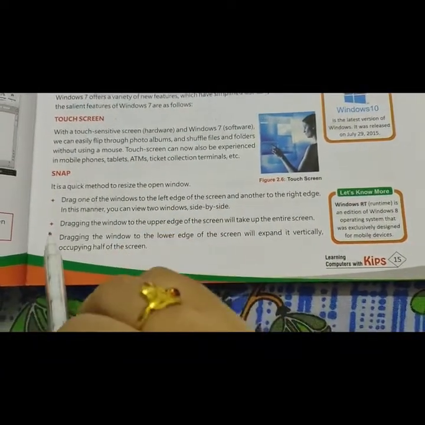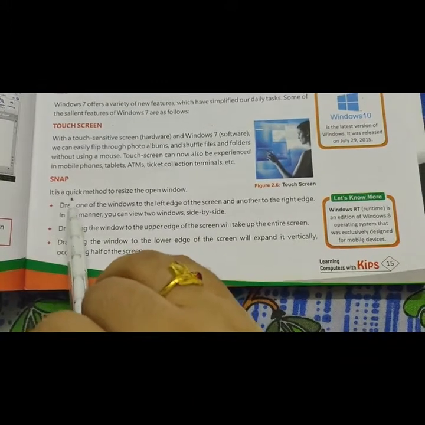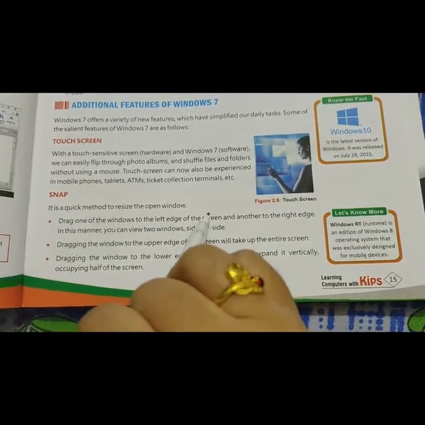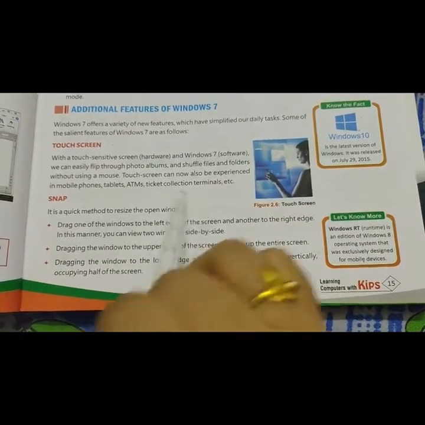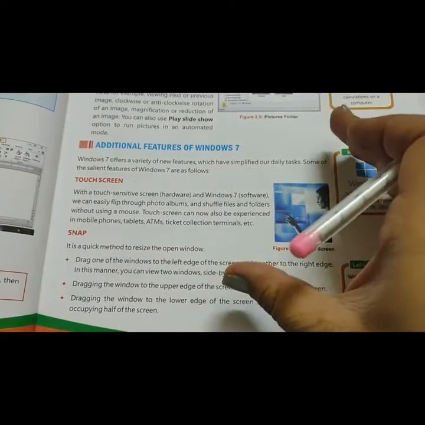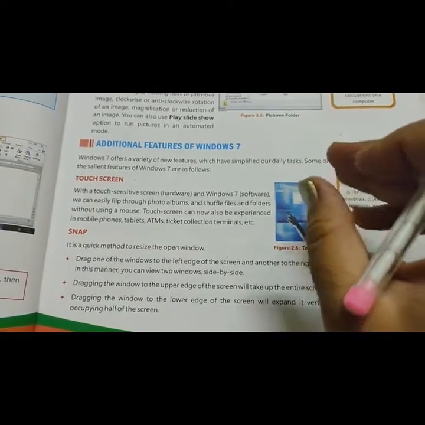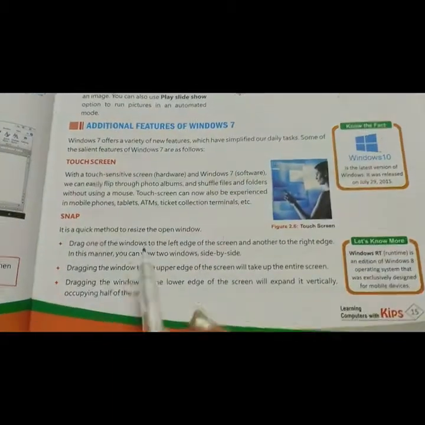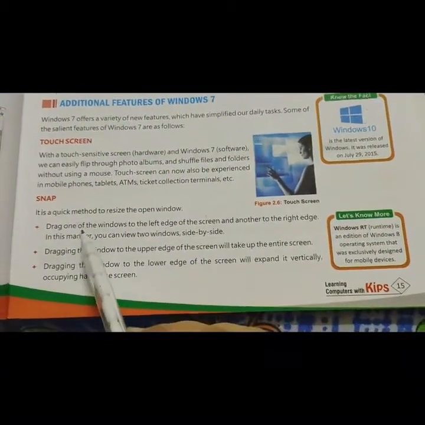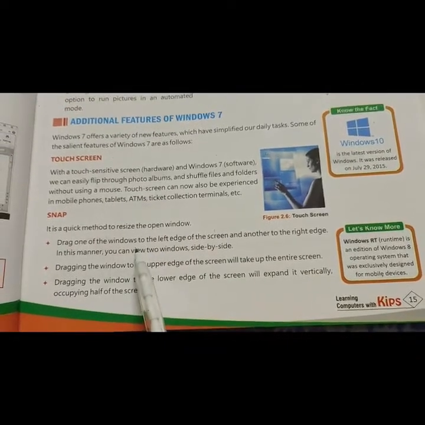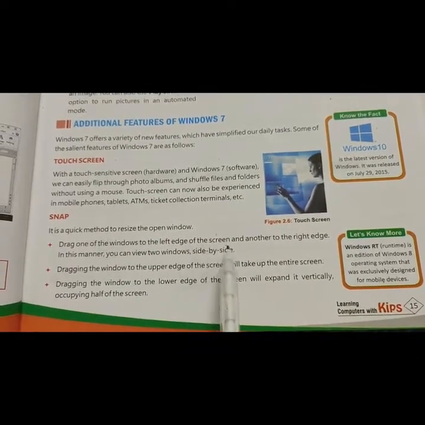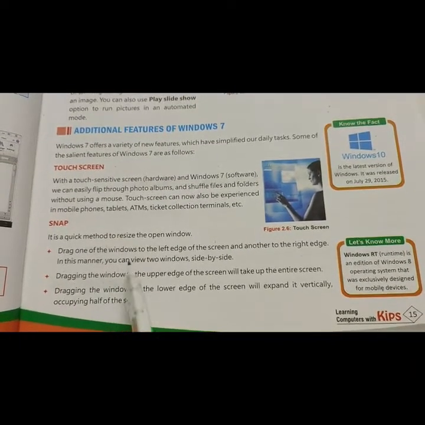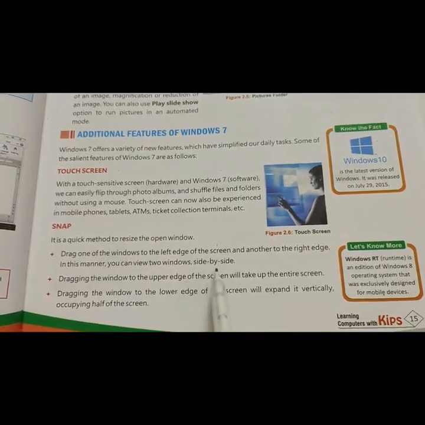Next is Snap. What is a Snap? It is a very quick method to resize the open window. Resize means you can change the size of the window, small and big. Drag one window to the left edge of the screen and another to the right edge. In this manner, you can view two windows side by side.